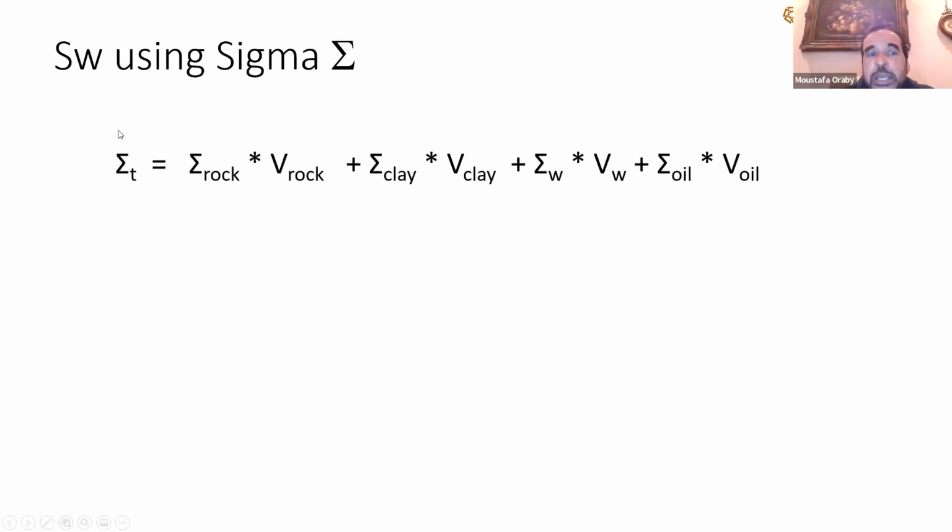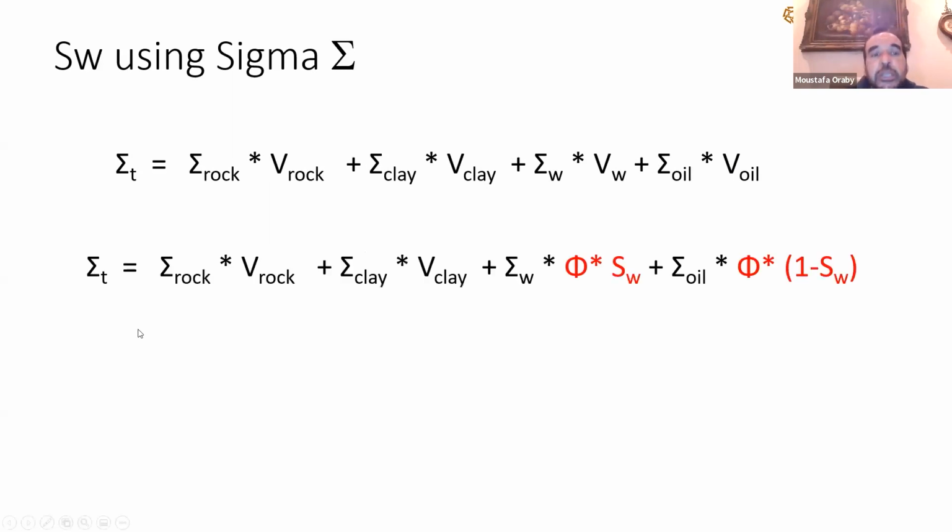I say, okay, here is the sigma total, the total capture in a formation. Some of it will come from the rock, some from the clay, some from the water, some from the oil. So the sigma total components: the rock will absorb neutrons, the clay will absorb neutrons, water will absorb neutrons, oil will absorb neutrons. Which one is the strongest? The strongest is water. So water will be the most dominant of all.